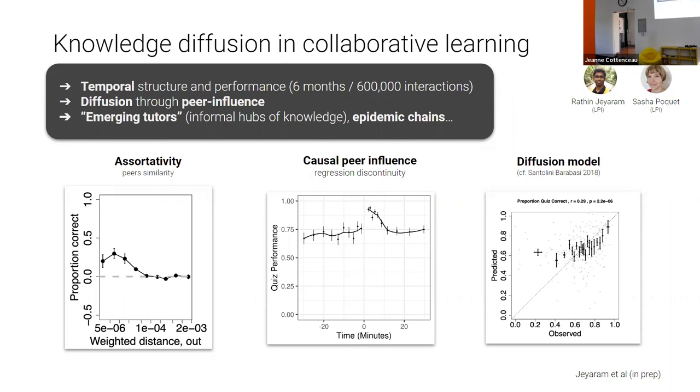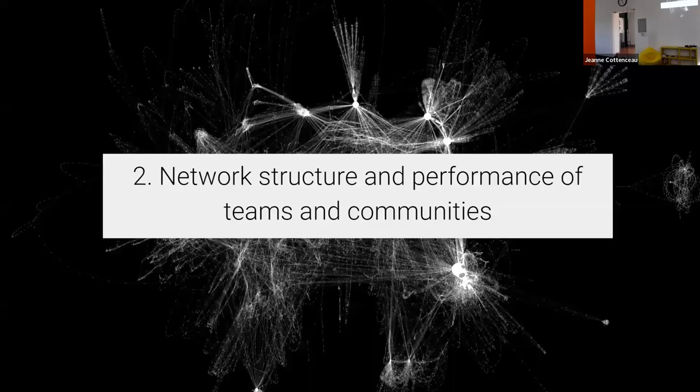But we can also model the spreading of this performance across the network. On the right is a propagation model where we ask: can we predict the performance of someone given the performance of all the other people around, if we diffuse that in the network? This allows us to better understand the contagion process of individual performance. So that's an example of applying models of diffusion on networks in the context of learning. That's more on dynamics.